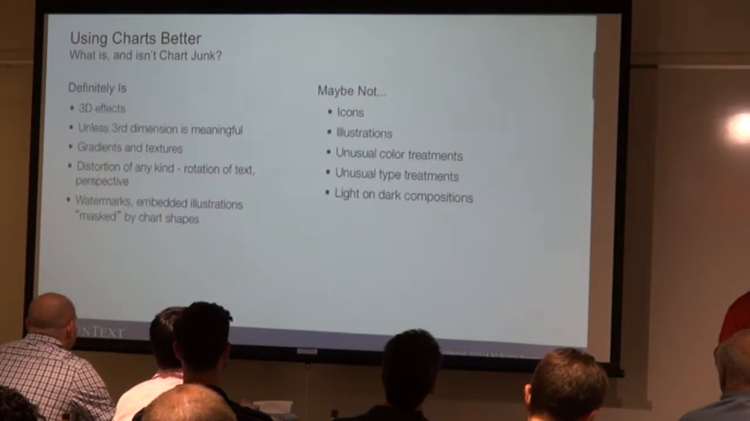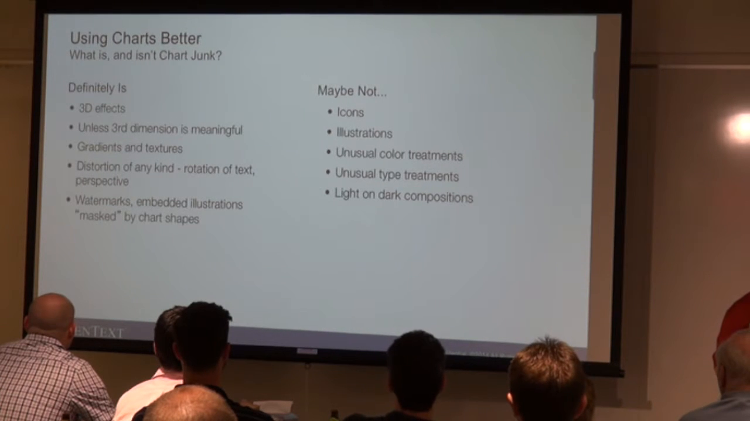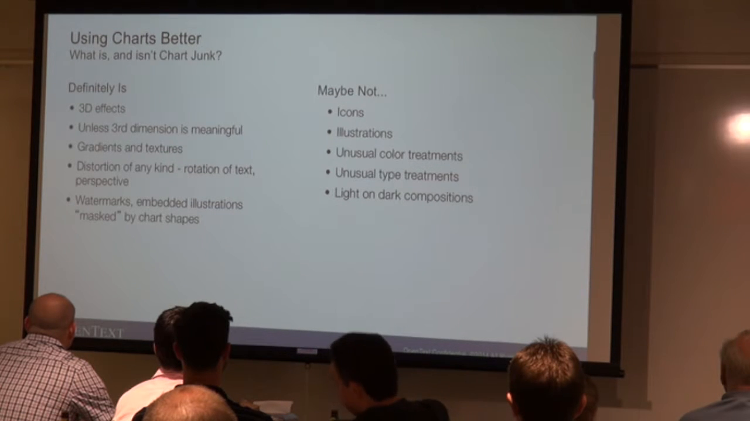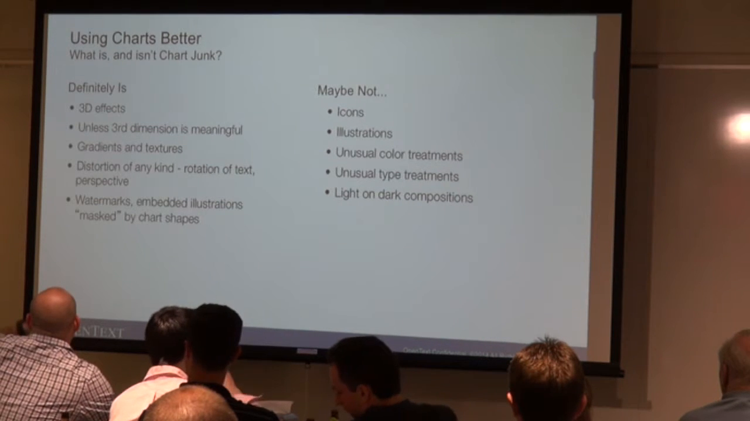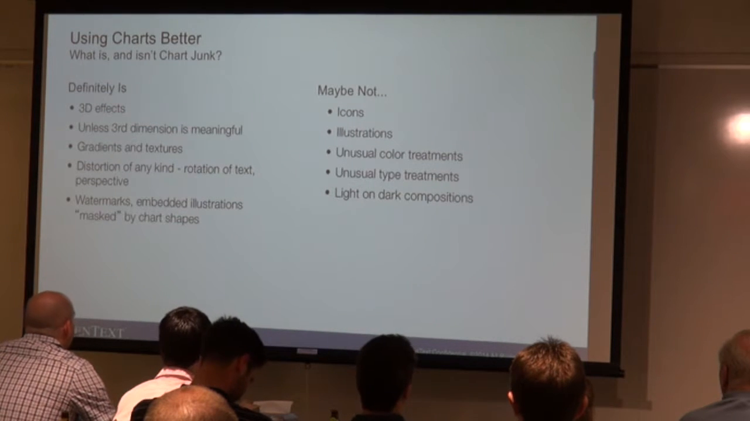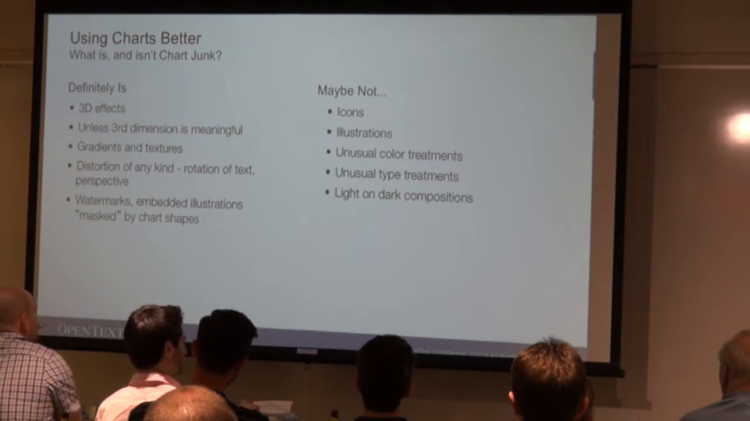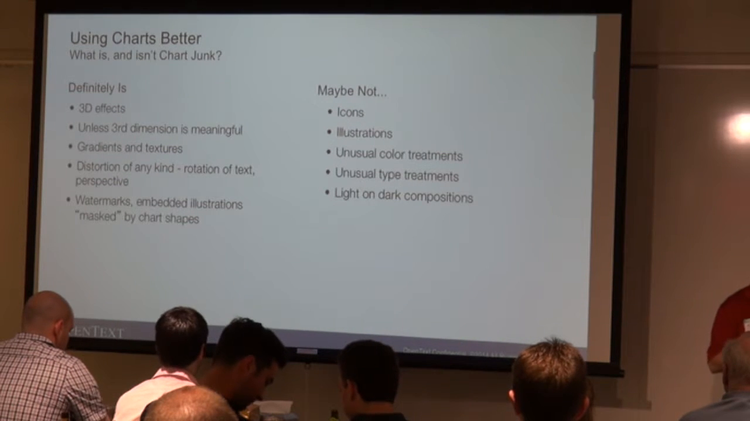So what is chart junk and what isn't? What definitely is, again, 3D effects, unless the 3D dimension is meaningful, like a third dimension on the chart, gradients and textures, distortion, watermarks. What might not be, but sometimes are: icons, illustrations, unusual color treatments, unusual type treatments, like dot comparisons. Unless it's adding to your story, do not use them.